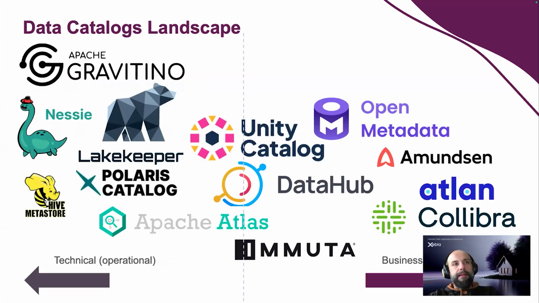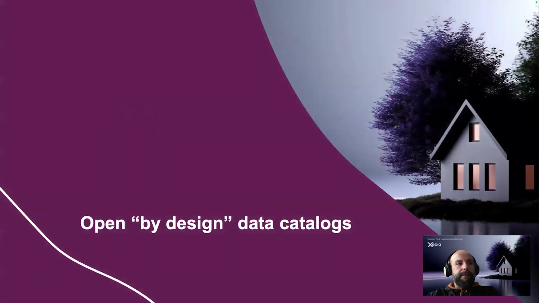solutions either on this more technical operational side, like for example Apache Gravitino, Nessie, Lakekeeper, Polaris Catalog, Hive Metastore, or more on the business side, like Atlan, Collibra, Amundsen, OpenMetadata. And of course, there are some in the middle of this continuum that have both technical and business features available. So let me now allow Radek to speak a bit more about open by design data catalogs.